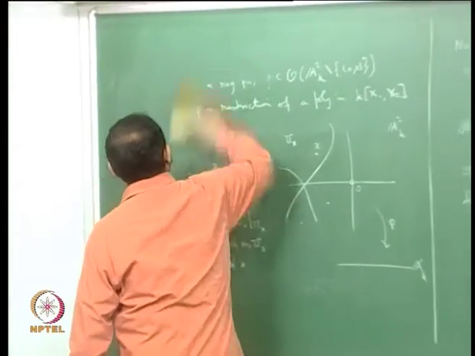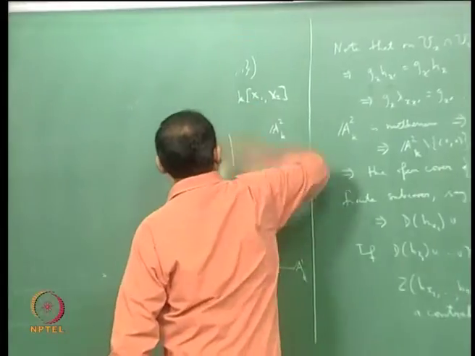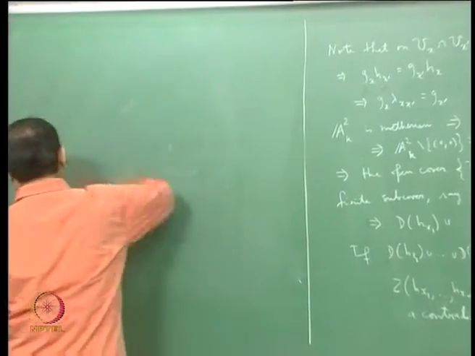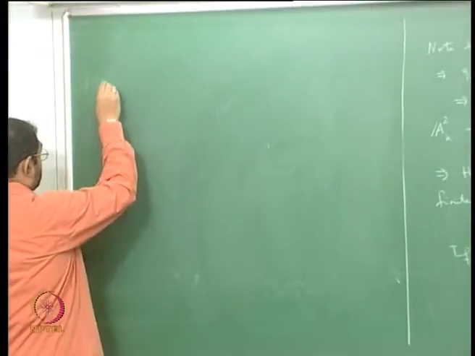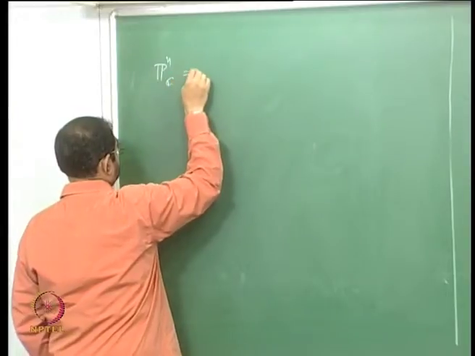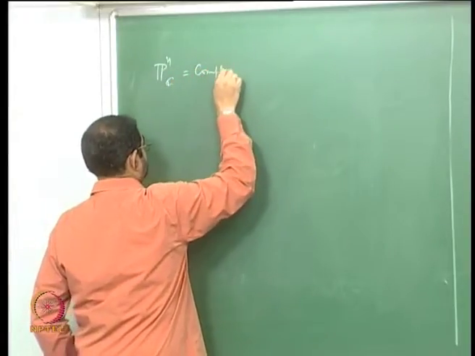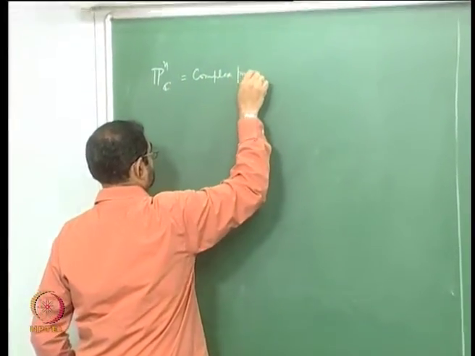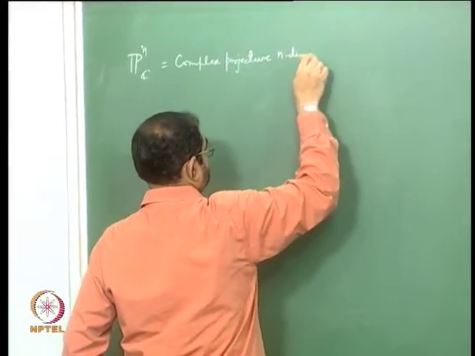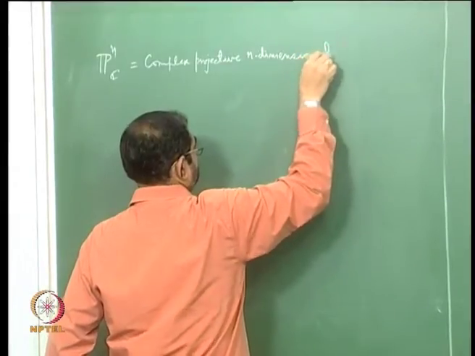So let me start with the definition of projective space. P^n C, so this is complex projective n dimensional space.